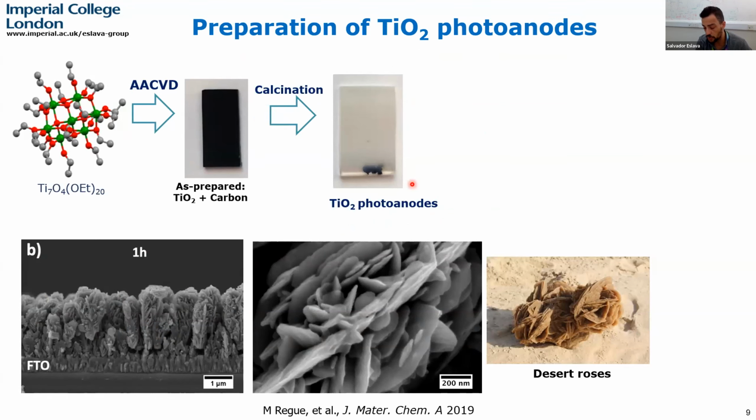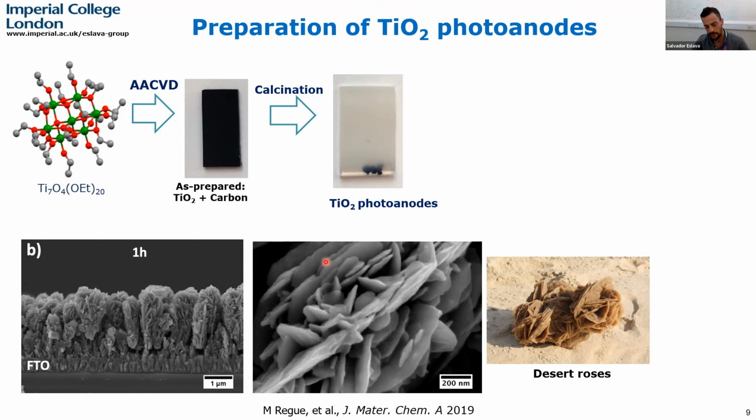We also used other clusters, in this case, titanium 7 with 4 oxygens and 20 ethoxides, and aerosol-assisted chemical vapor deposition. And we deposited films that initially were very black because we are using nitrogen, but after calcination in air, we obtained titania films that, as we can see in the microscopy images, have a very interesting nanostructure. They are like flowers, like desert roses, that probably you have some in Dubai, which show a lot of different facets.